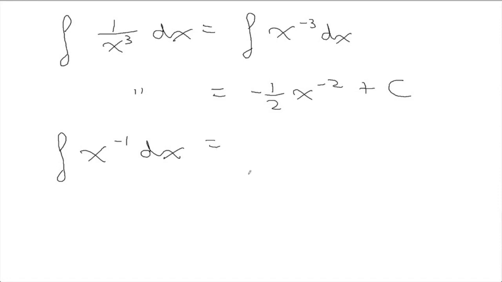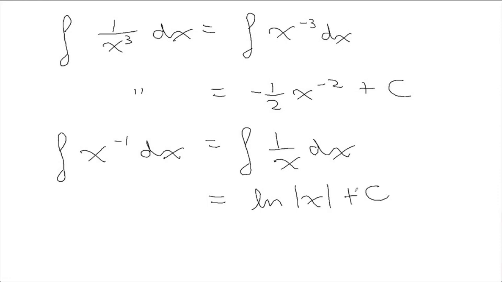Okay, so let's try this one. This is the antiderivative of x to the negative 1 with respect to x, so we can rewrite this as the antiderivative of 1 over x with respect to x. And then now we can take the antiderivative, and that is the natural log of the absolute value of x plus c. Okay, perfect. Excellent.